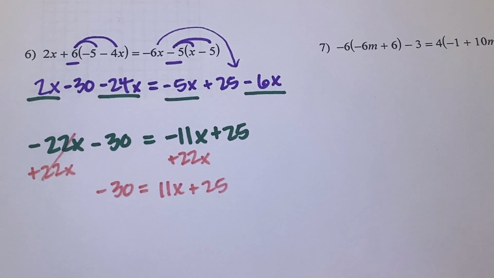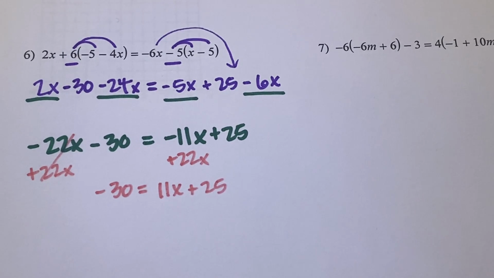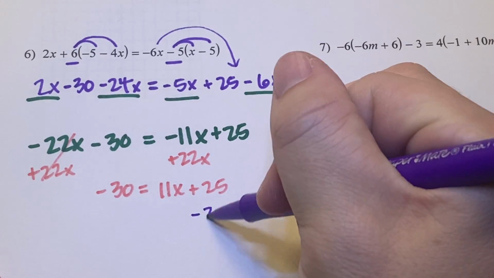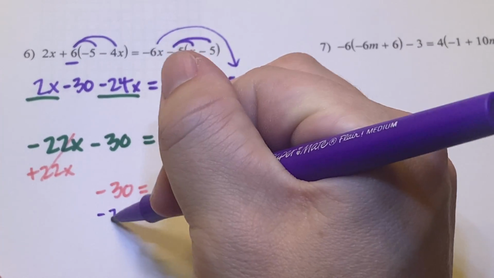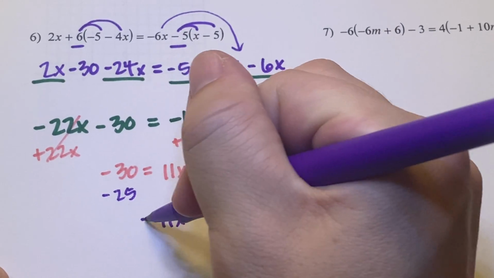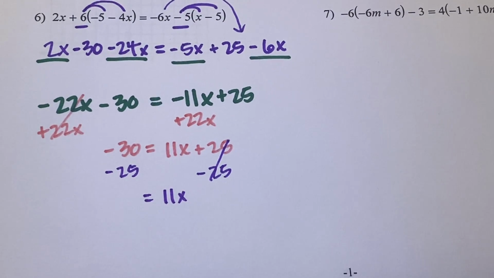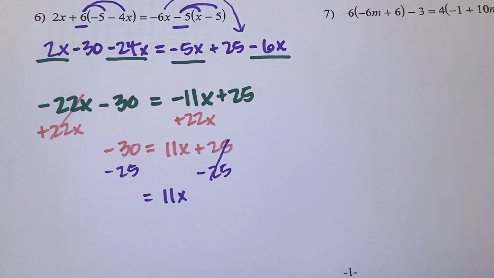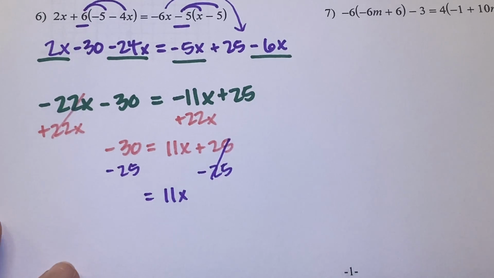Okay, they're all on one side. Now I can start trying to get x by itself. So I need to get rid of 11 and 25. Which do I need to get rid of first? 25. It is farthest from my x. We're going to subtract, do the opposite. I still have 11x on this side equals, what is negative 30 minus 25 more? We're getting way more negative. Negative 55. Good job.